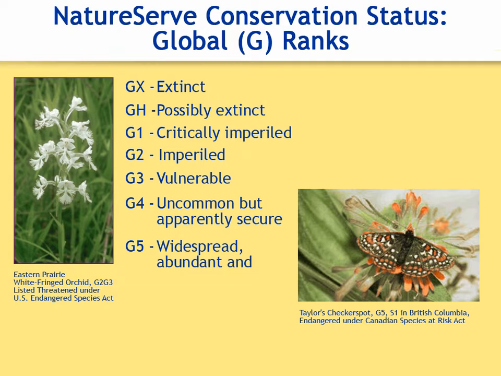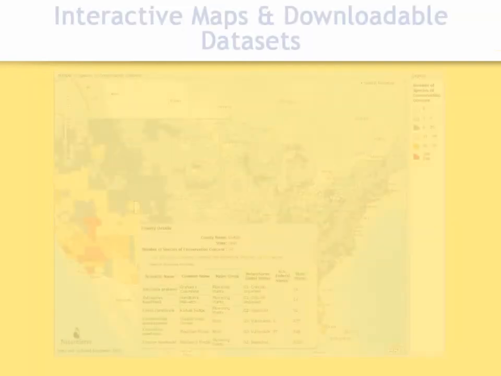We use a 1 to 5 scale, with 1 being critically imperiled and 5 being widespread, abundant, and secure. The level of imperilment is assessed for species and ecosystems at global and subnational scales. This slide is showing the Global Status Assessment Ranks, or G ranks. This ranking process will be covered in more detail in the next segment of our training.